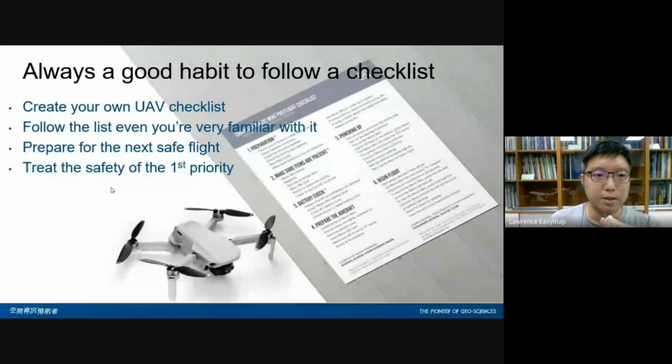And the last statement is very important: treat safety as the first priority. Not only the safety of the UAV itself, but also the personnel around you, and of course your own life is very important. So the safety of the personnel is the first priority, and after that is the UAV itself. It is not important if you cannot complete the mission. If you can't do it this time, just do it next time. But safety is always the most important priority.